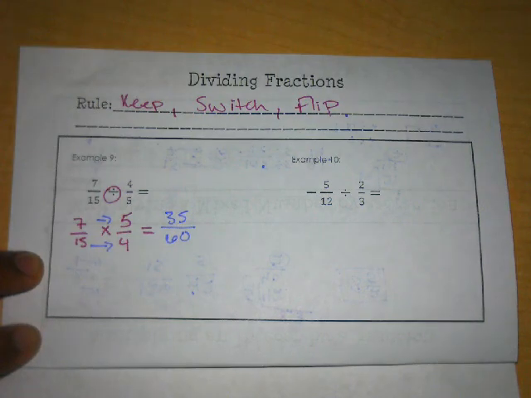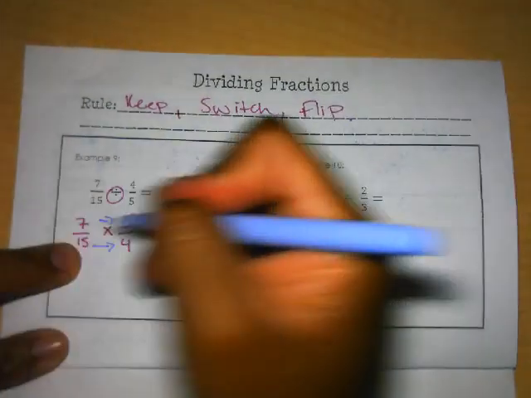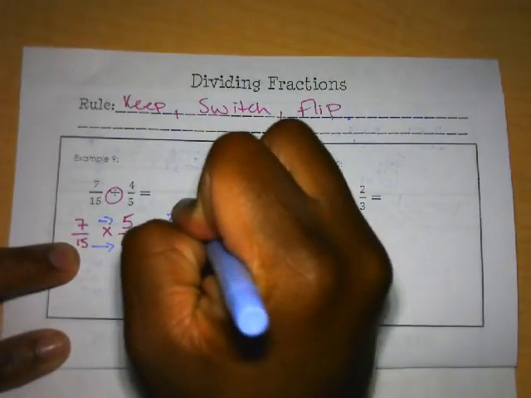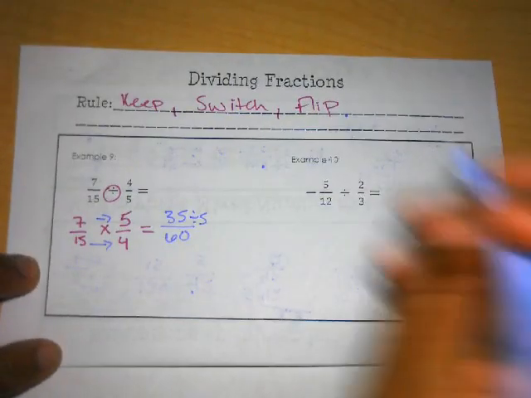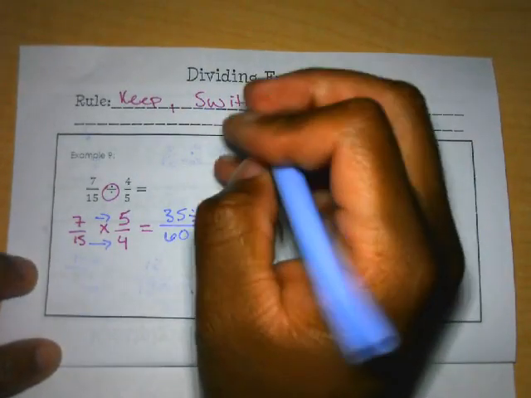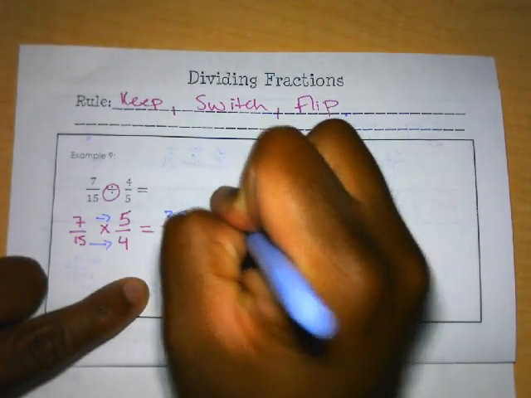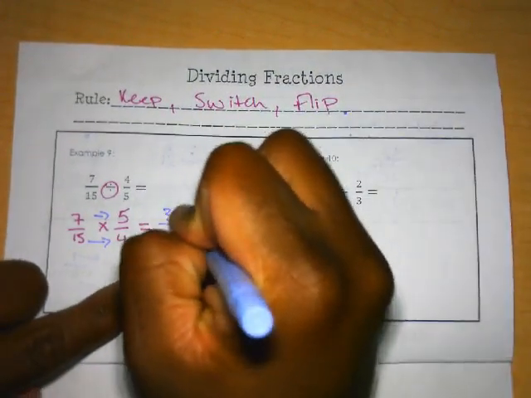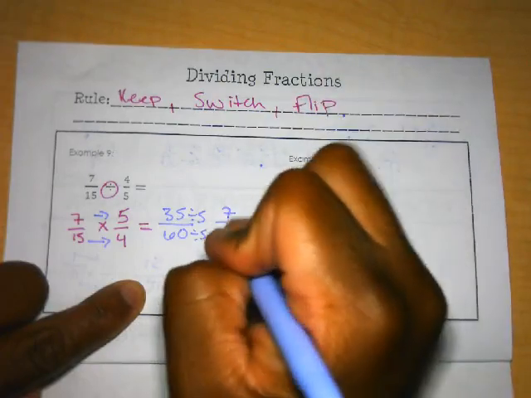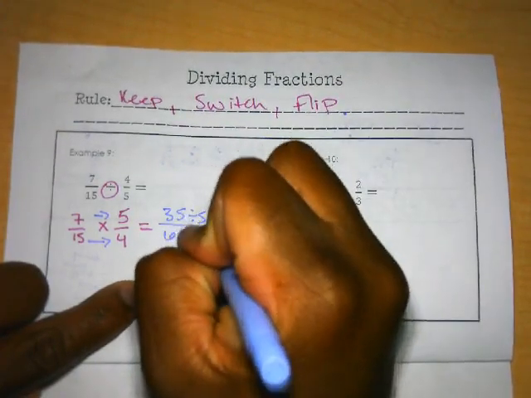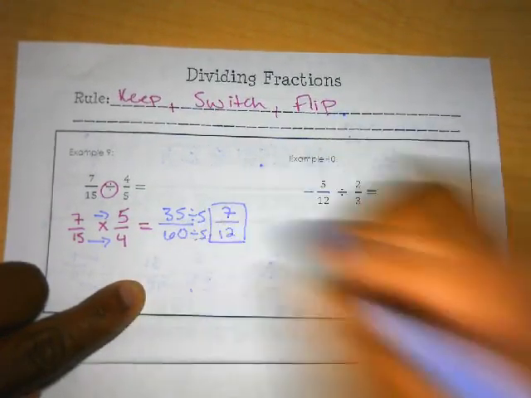You can. Just looking right off, you can simplify by the number 5. So 35 divided by 5 is 7. And then 60 divided by 5 is 12. And so we end up with 7/12.